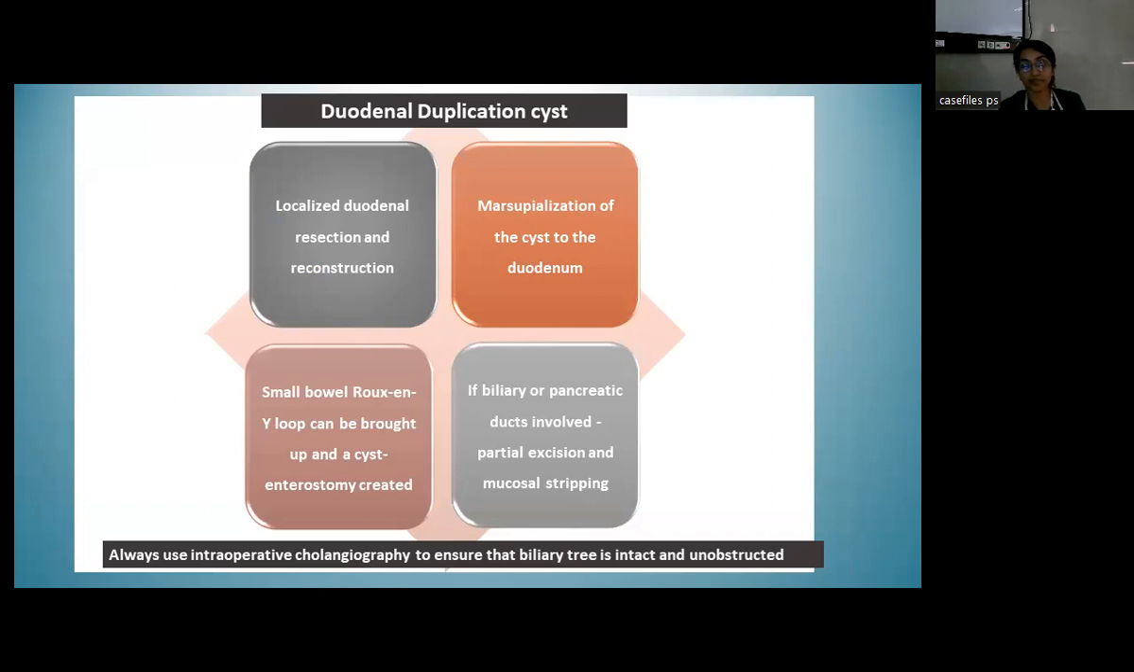I have a picture later. Or if the biliary or pancreatic ducts are involved, then partial excision can again be done with mucosal stripping. It is always important to use an intraoperative cholangiography to ensure that the biliary tree is intact and unobstructed even after excising the cyst.